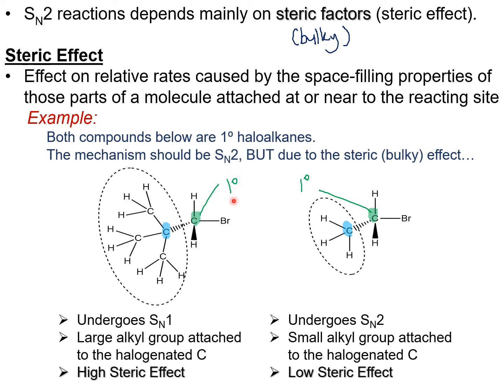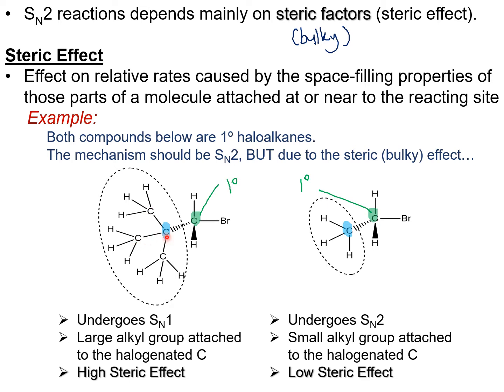Primary haloalkanes ni semua kena undergoes SN2 mechanism. Tapi dia ada exception because of steric effect. Because why? Okay, kalau let's say if you look at this haloalkane, although that dia primary haloalkane, you tengoklah dia attach pada large alkyl group. Besar sangat kan, serabut. So what kind of alkyl group is this? Dia ada 1, 2, 3, 4 carbon.